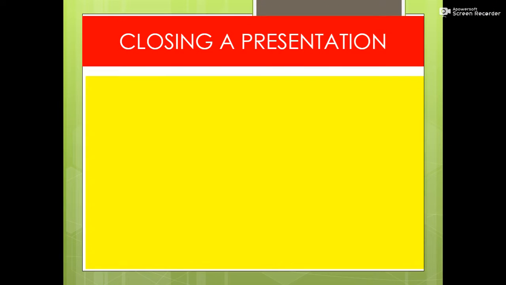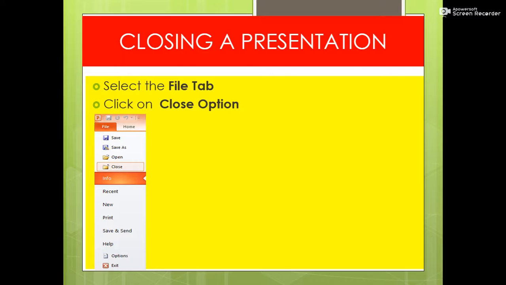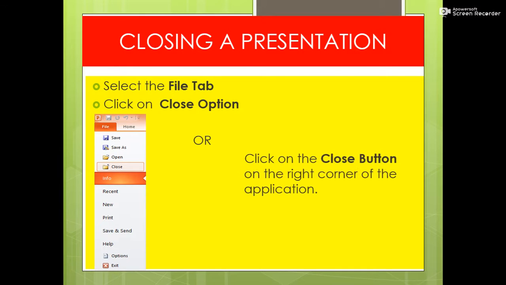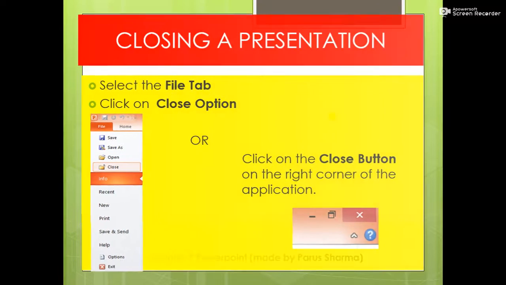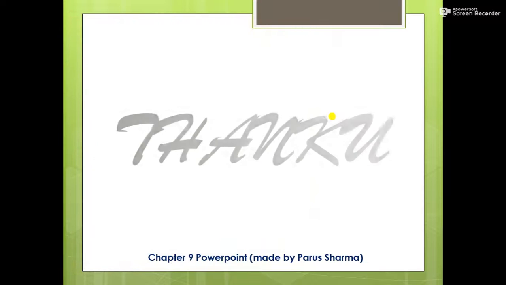Then closing a presentation. How to close the presentation? First click on the File tab and click on the Close option given in here. By clicking this, you can close the presentation on which you are working, and by clicking the close button at the top of your presentation window, and the third option is to click the exit button at the last of the File tab to close your presentation on which you are working.